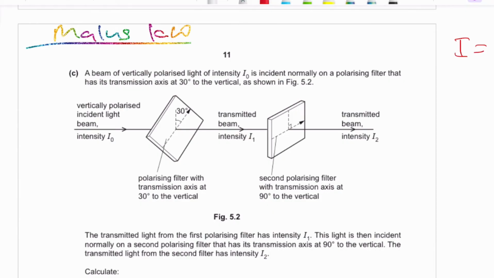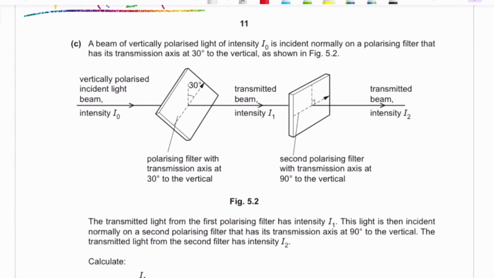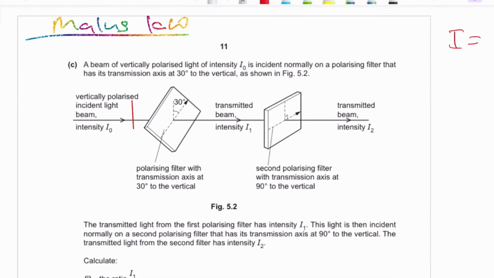So basically, think about this. If you have vertically polarized light, it's basically light that's vertically polarized like that. So the transmission axis of your vertically polarized light is basically something like this. But we've tilted that polarizer 30 degrees to the horizontal. So the new transmission axis is something like that. We have tilted it 30 degrees. So that's your angle theta, right?